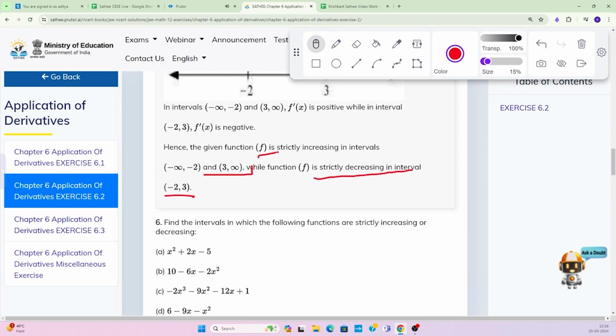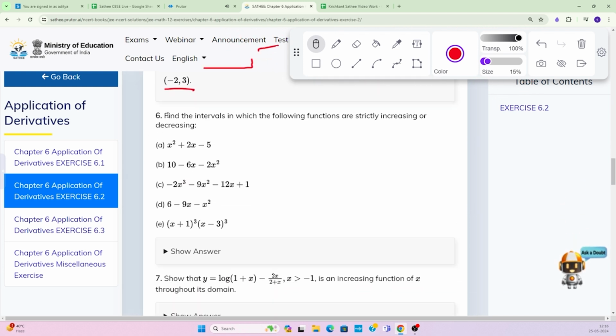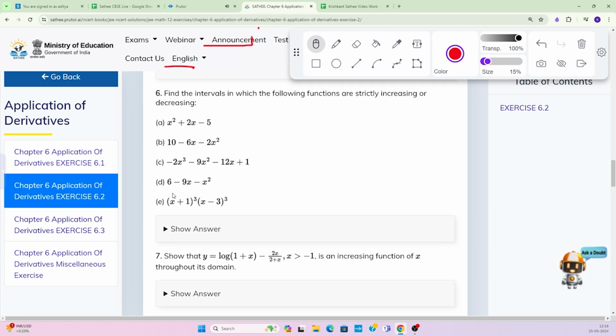Now the sixth problem. The sixth problem says to find the intervals in which the following functions are strictly increasing and decreasing. The same thing we have to do. So let's see the solutions one by one. The first expression is x square plus 2x minus 3, the simple one.